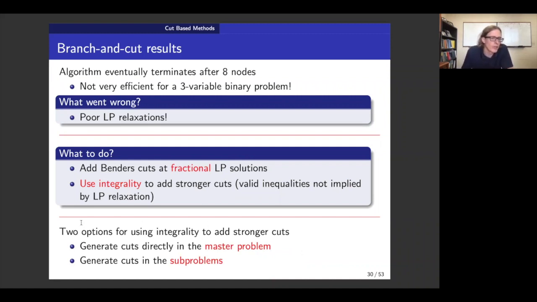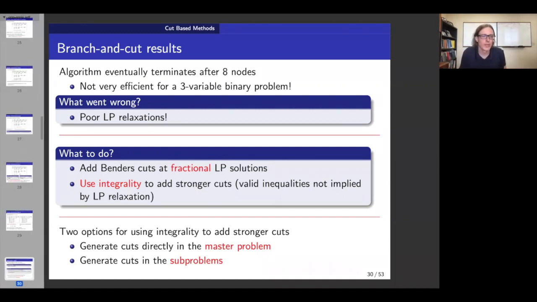And what went wrong here, and this is the balance you always have to have when trying to solve a stochastic integer program, is that now I had decomposition, but I had poor LP relaxation, and so I ended up doing lots of branch and bound. So what can we do in this branch and cut method? What are some things we could do to try to improve the LP relaxations and hopefully not have to explore as many nodes? There's actually 2 things we could do.